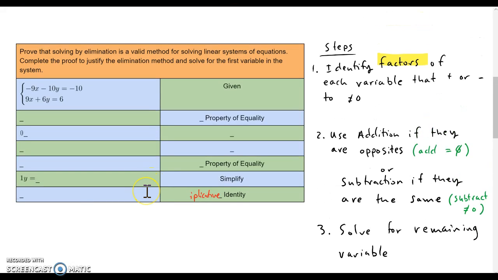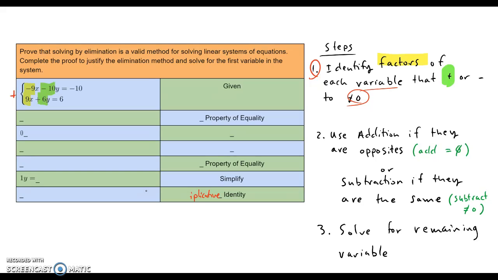So our first step is to identify the coefficients of each variable and which ones add up to 0 or subtract to 0. If we look at the coefficients of x, we've got a negative 9, we've got a positive 9. Some of you already identified them. Negative 10 and a positive 6 for y. By looking at them, we know that negative 9 and 9 are opposites, and opposites add up to 0, so we need to add. That's important here. So we're going to add the equations together so that we can eliminate x, because we're trying to create the 0, and 0 times x is going to be 0, so then we're just left with the y.